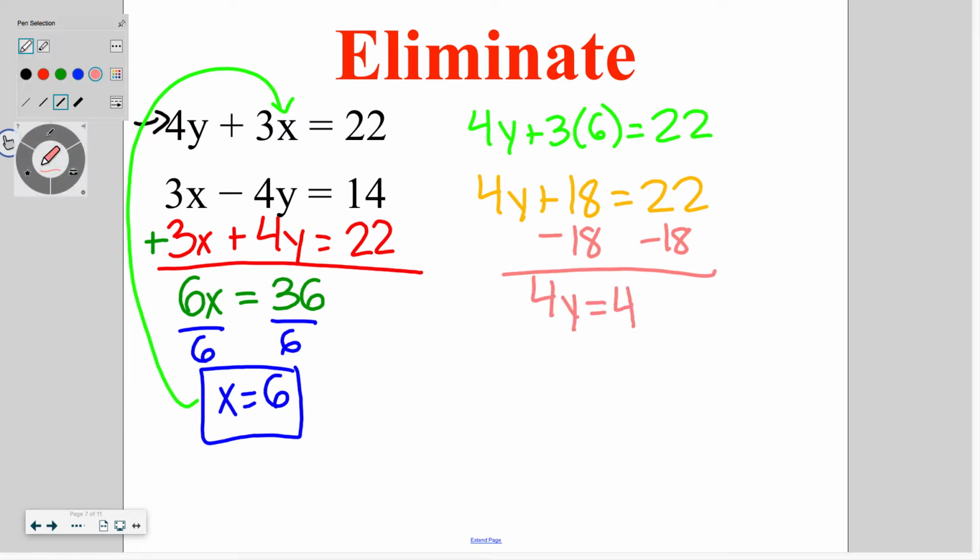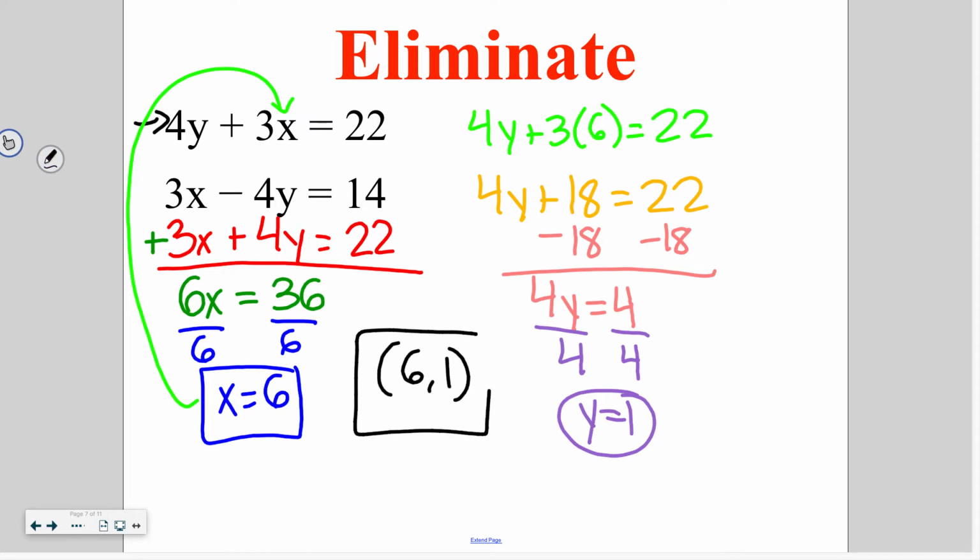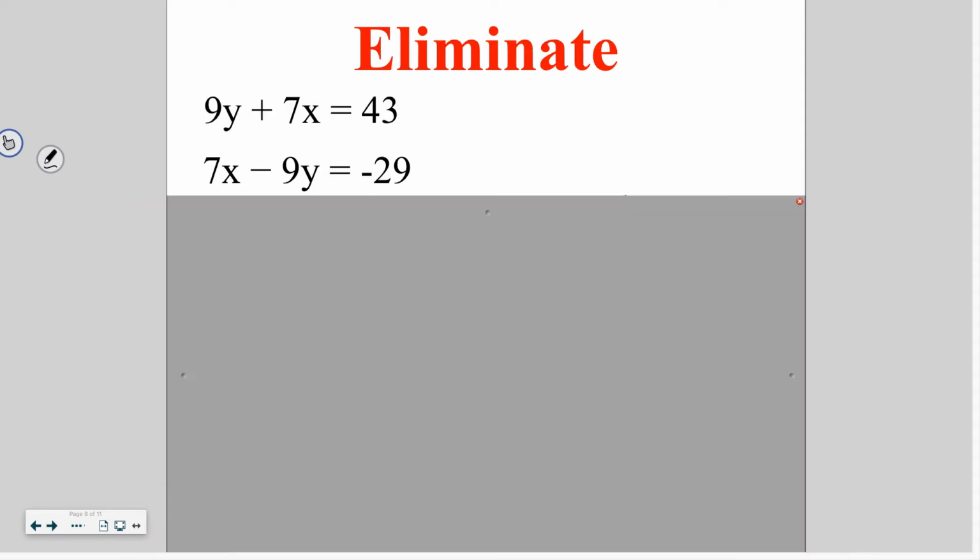And dividing both sides by 4, I end up with my final answer of y is equal to 1, giving me the final solution of 6, 1, writing it as an ordered pair. So there's that extra step to make sure that your variables are lined up. Go ahead and try this one on your own.